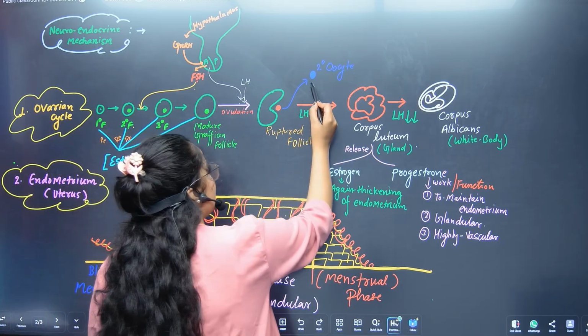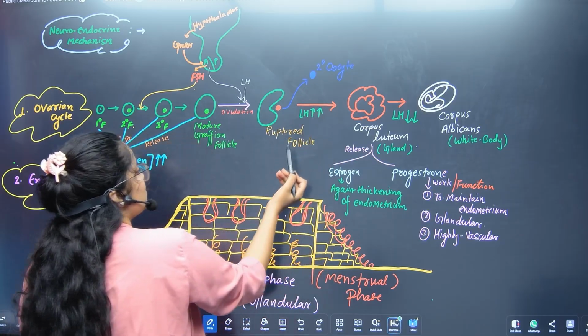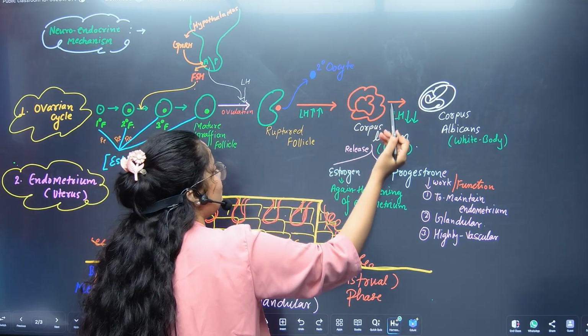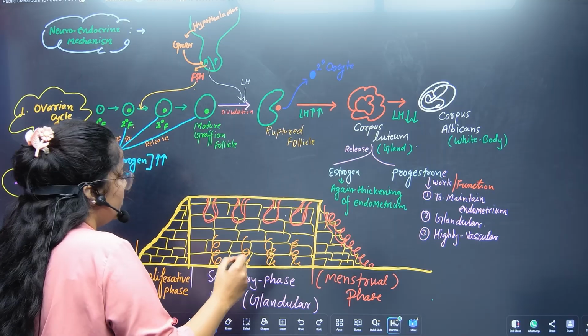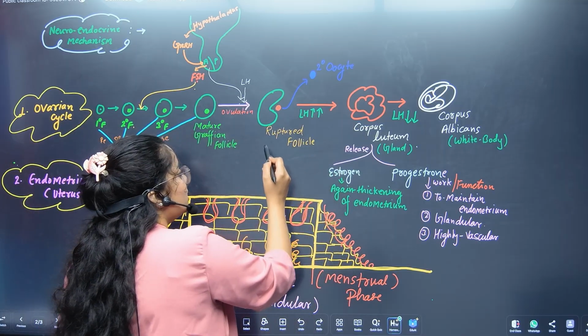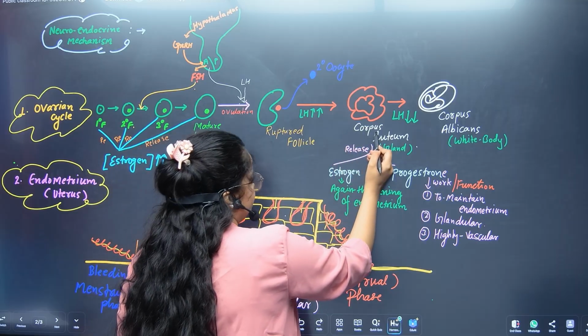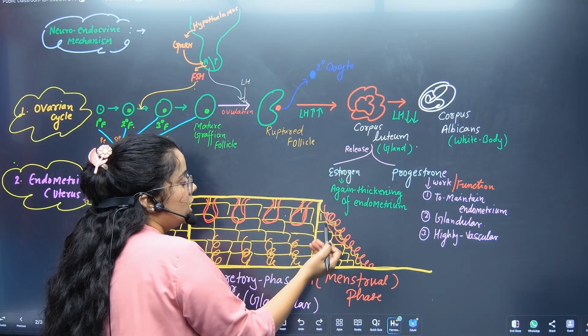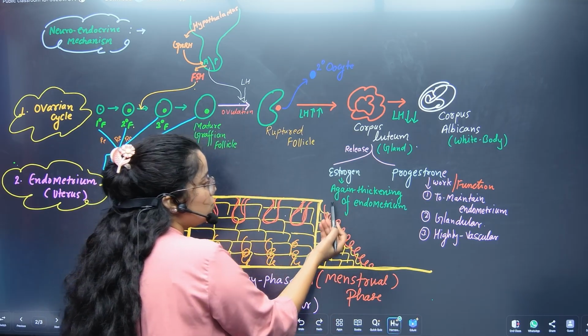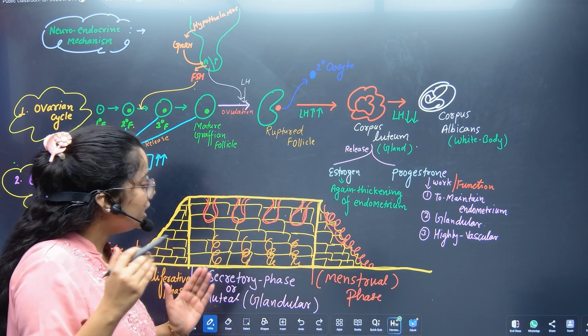Here, a secondary oocyte is produced from the ruptured follicle, which goes on to the fallopian tube for further fertilization. This ruptured follicle further changes into the corpus luteum, which is a glandular body that releases two types of hormones, estrogen and progesterone. Estrogen leads to the thickening of the endometrium.